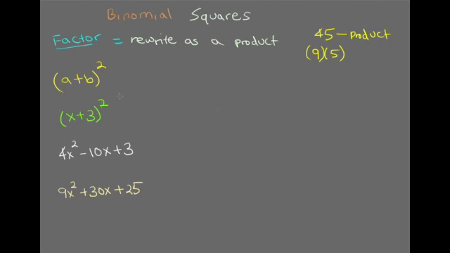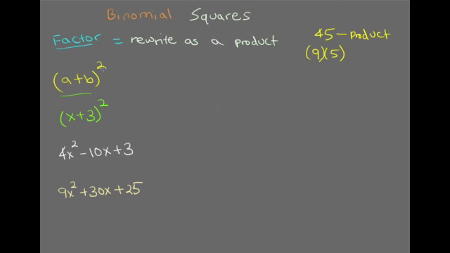The first thing we have to do for binomial squares is look at what a binomial square is and how to recognize one. So this here is a binomial square. A binomial square is where you have a binomial that's being squared. We have a binomial right here, and it's being squared. So let's see what a binomial square is.